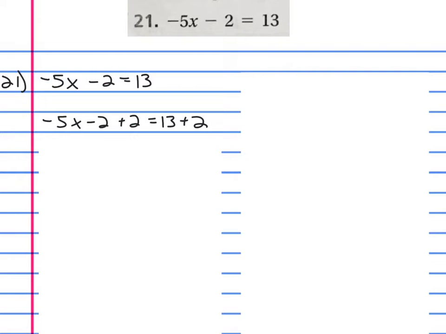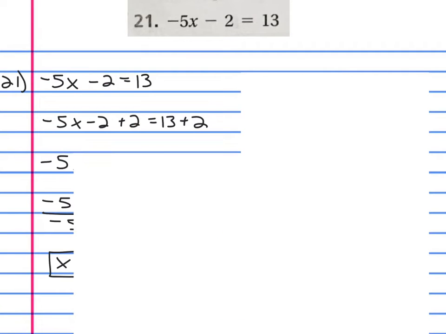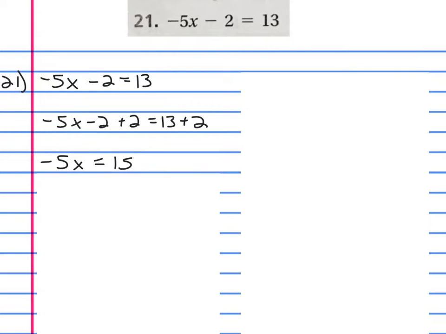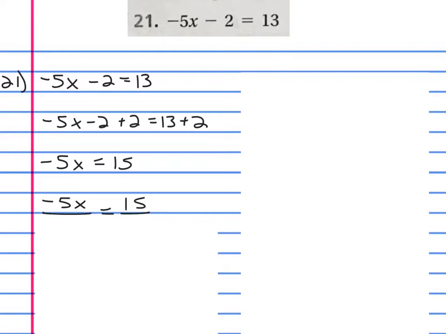Now in this step, you are simplifying. So the -2 and the +2 cancel out, leaving you with just -5x, and the 13 plus the 2 is 15. Okay, and we look at x and see what the coefficient of it is. It's -5. That means x is being multiplied by -5, and we undo that with the inverse operation of divided by -5. So we're going to write it on a new line and do that divided by -5.